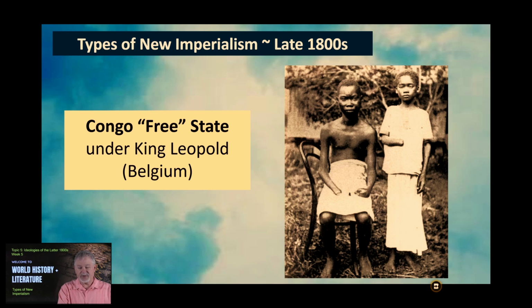And you can look at these. We talked about how he would abuse the natives if they didn't meet certain quotas. He would cut off their hands. He would abuse them in many, many different ways just to get the plunder.